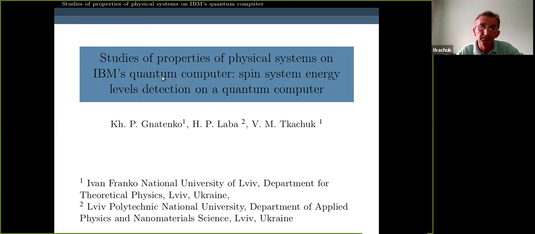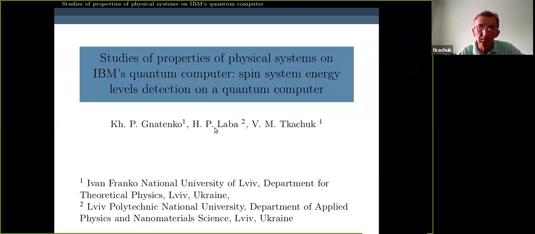The subject of the talk is the study of properties of physical systems on quantum computers. More specifically, it is spin energy detection on a quantum computer. It will be an example of the study of properties of a physical system on a quantum computer. I would like to stress that the results I present were obtained on an IBM quantum computer. It is a real quantum computer, not a simulator. We have access to these computers by internet, and the results which we present here are exactly results obtained on a quantum computer.